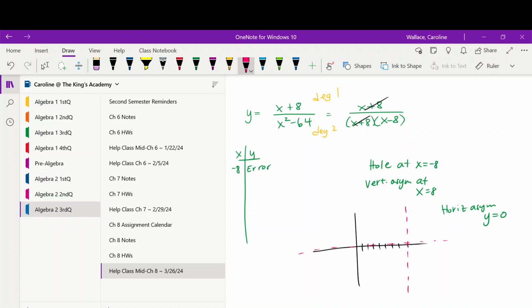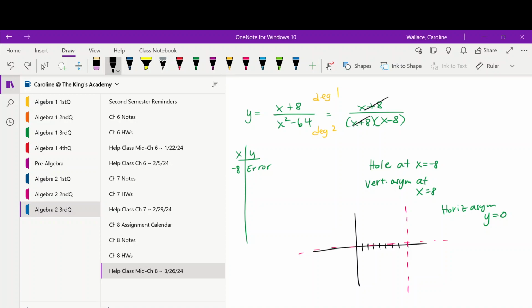Now I should figure out if there's any intercepts, because that would give me a visual of where my graph is going to be. Is it going to be this way? I mean, I don't know anything yet. Is it going to be this way? How am I supposed to know? The intercepts will help. So let's figure out if there is an x-intercept.